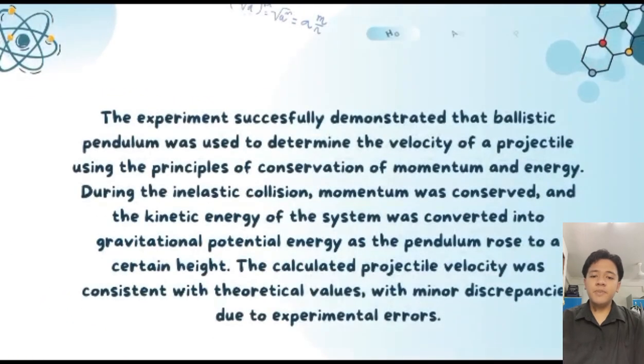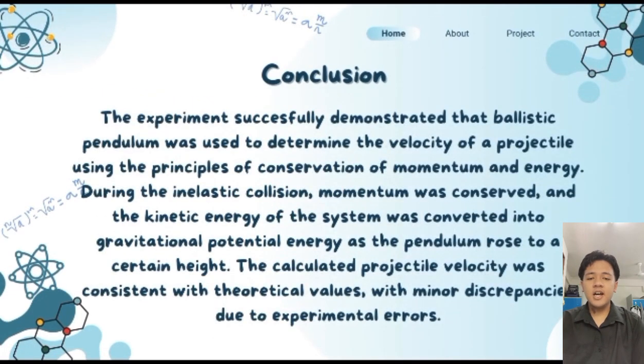In conclusion, this experiment successfully demonstrates how a ballistic pendulum can be used to measure projectile velocity. By observing the height of the swing, we were able to calculate the initial speed of the ball. Our results were consistent with theoretical expectation, with only minor discrepancies due to experimental errors such as friction or air resistance. This concludes my presentation.